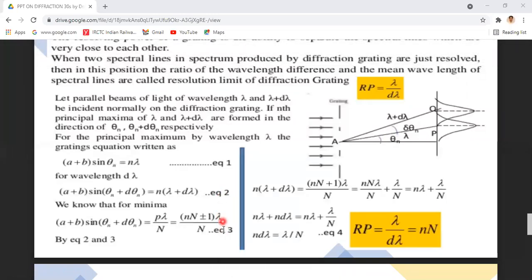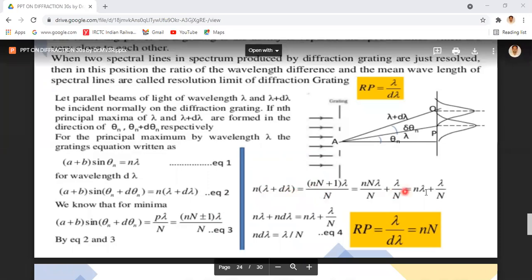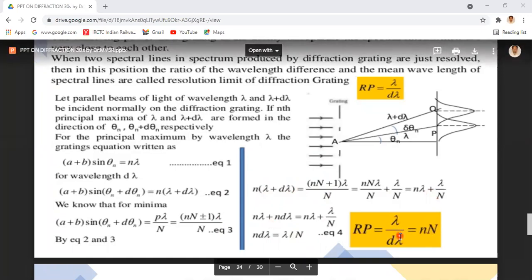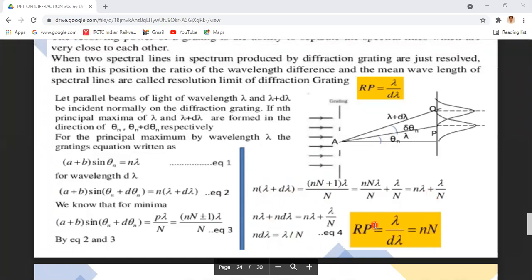So these two equations are used. By equating these two we get small n into lambda plus d lambda is equal to small n into capital N plus or minus 1 divided by capital N into lambda. By simplifying this equation we finally got small n into capital N is equal to lambda by d lambda. So very simple. That is equation number 4.